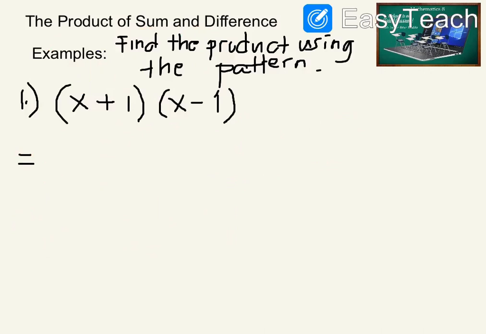So if we have this example as x plus 1 times x minus 1, so using the pattern, all we have to do is to multiply the first term, which is x, and the first term. So first times first, or x times x, so that would mean x squared, and then you will have now 1 times 1, you will end up with, of course, negative 1 or minus 1. So that will be our final answer. Okay, as easy as that.